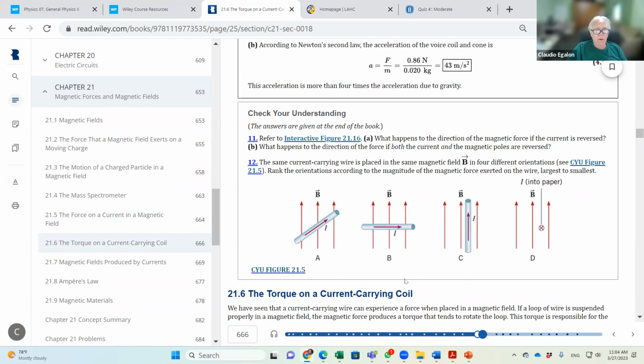Here is also perpendicular. Here the magnetic field is vertical, but the wire is into the paper. The current is into the paper. And then we have an angle here. There will still be a magnetic force, but it is going to be less than here or here. Okay? The magnitude of magnetic force here is going to be the same as here.